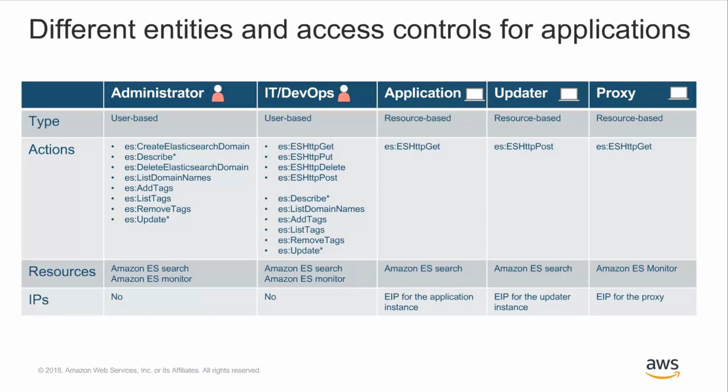My updater needs to read my database and write that data to my Elasticsearch Service domain. In this case, we're going to allow post. So this is a write-only policy. It's going to be on the search domain. And again, I'm going to do it based on IP address. Finally, I have my proxy, which allows my DevOps and IT folks to view what's going on with Kibana. In this case, I'm going to allow them to get, and I'm going to allow that on the monitoring domain, and I'm going to give the IP address of the reverse proxy I'm using to access the domain.